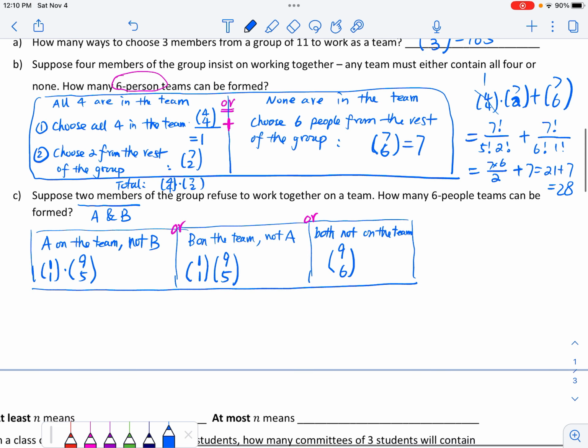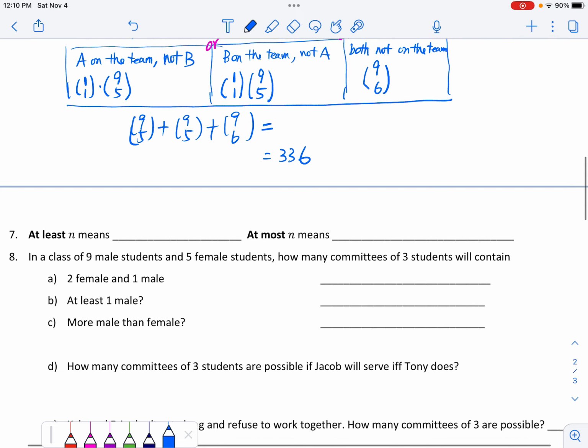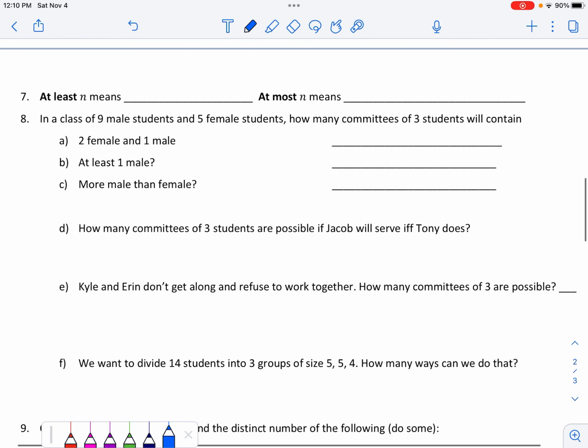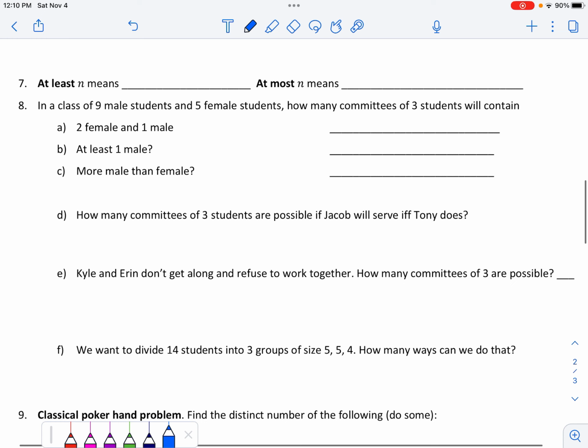To answer this question, we are going to just say 9 choose 5 plus 9 choose 5 plus 9 choose 6. And then I'll leave you the opportunity to complete this algebra, and the target answer, according to my algebra, is 336. So that's your target answer. Let's do a few more, then we are going to talk about another classical problem.